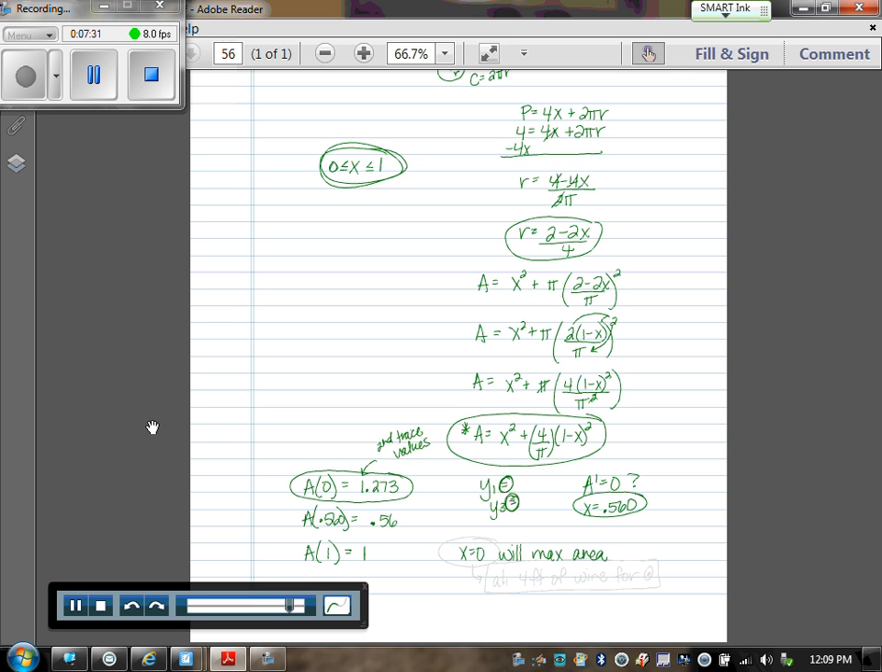But then let's go back and figure out what that means about my problem. If x equals 0, then that means I'm using nothing for my square, which means I'm using all 4 feet of wire for my circle. If I have 4 feet of wire and I want to maximize the area, I want to use all 4 feet of my wire for my circle. I don't want to use any of it for my square.